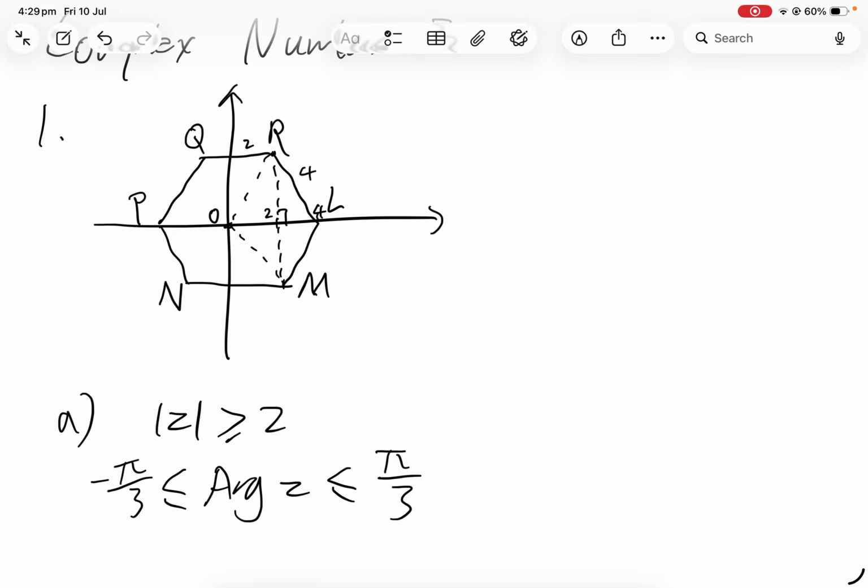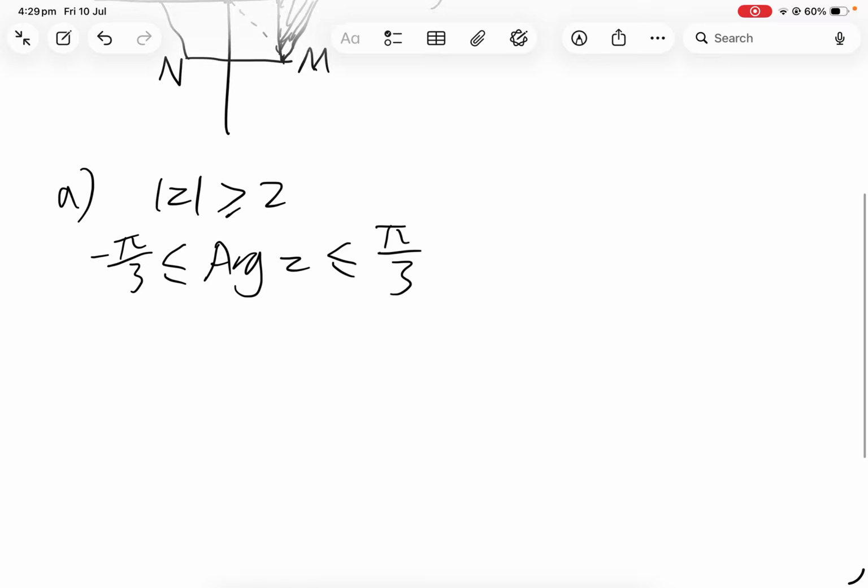Because it's a right angle, the area in the question is just this area. It's bigger than 2, and it includes it because it's bigger than or equal to, and then it's in between the angles. That's indeed correct, I think.